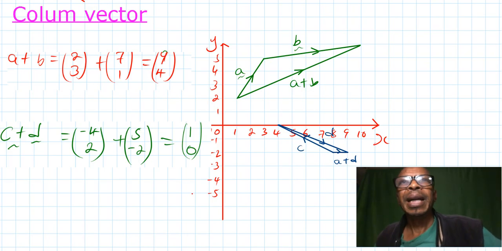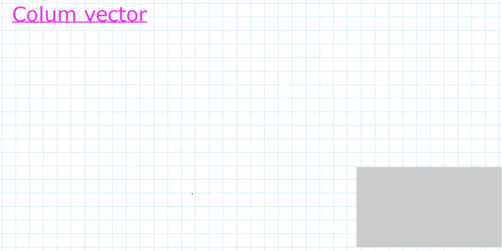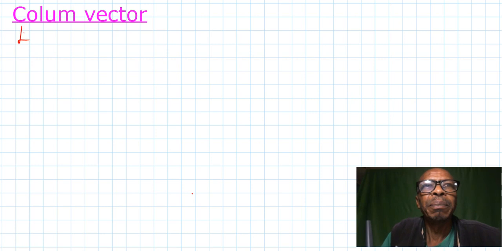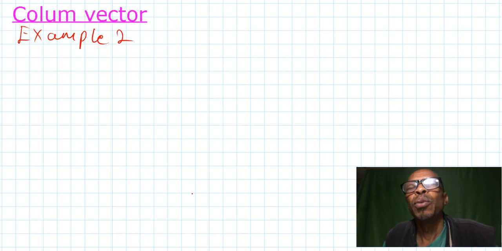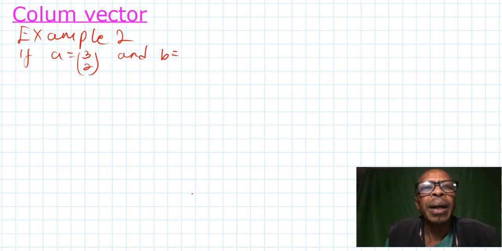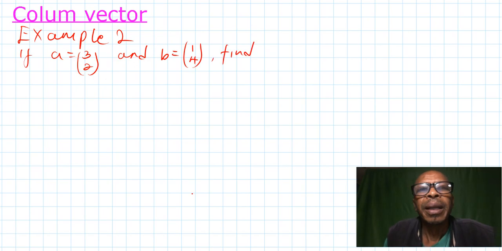Finally, we can take another example. Let me give you another example. So we have example 2. Now example 2, we are told if A is equals to (3, 2) and B is equals to (1, 4), then find 3A plus 2B.